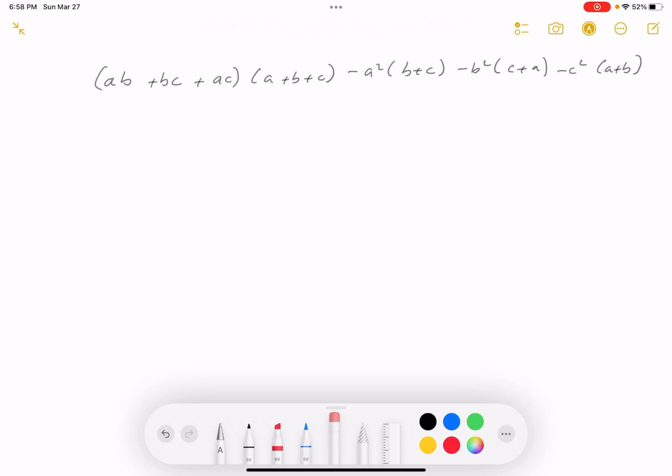Yeah, I'm going to erase this guy right over here. Just write it as A plus C. I got to check what I'm saying is what's written down, by the way. A, B, B, C, C, A. I just wrote it as AC, by the way. A plus B plus C. Minus A squared, B plus C, minus B squared, A plus C, minus C squared, A plus B.